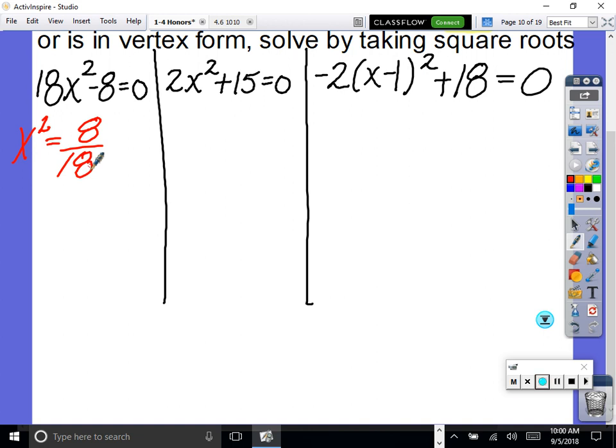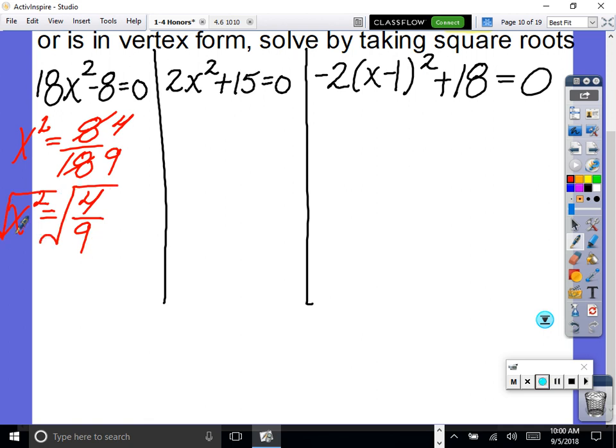Simplify that if possible. So we have x squared equals what? They both divide by 2. So that becomes 4 over 9. So we have x squared equals 4 over 9. Now we'll take the square root of both sides.